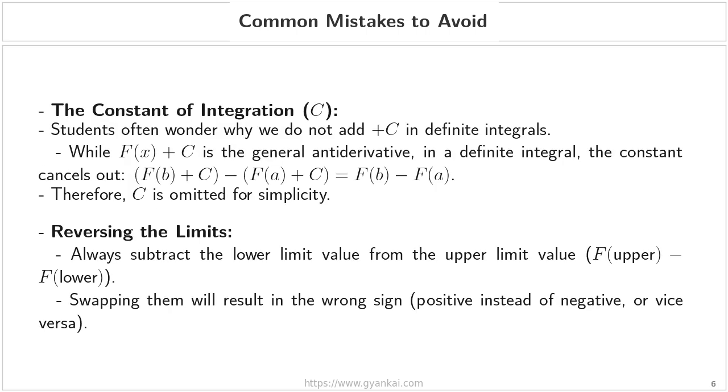Next, a very common error is reversing the limits of integration. Remember, when you've found your antiderivative, F of x, you need to subtract the value of the antiderivative at the lower limit from the value at the upper limit. That is, you calculate F of the upper limit minus F of the lower limit. If you accidentally do F of the lower limit minus F of the upper limit, you'll end up with the wrong sign on your answer. It's a simple mistake, but it can easily throw off your result.